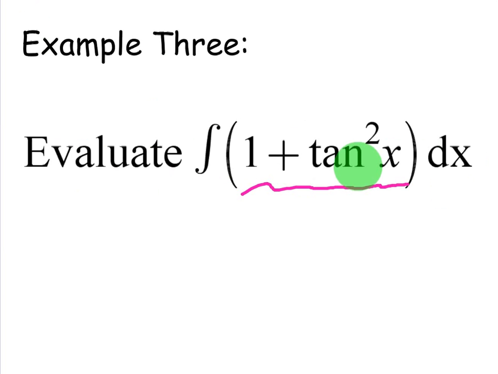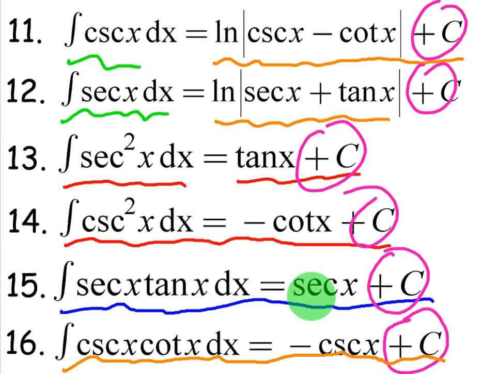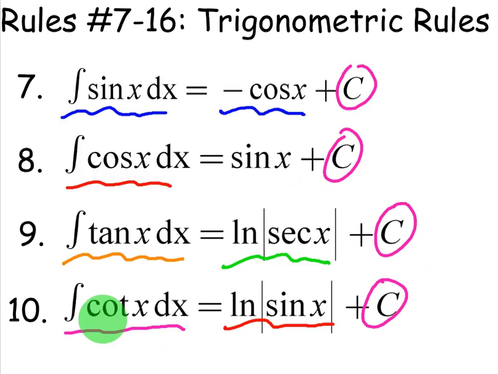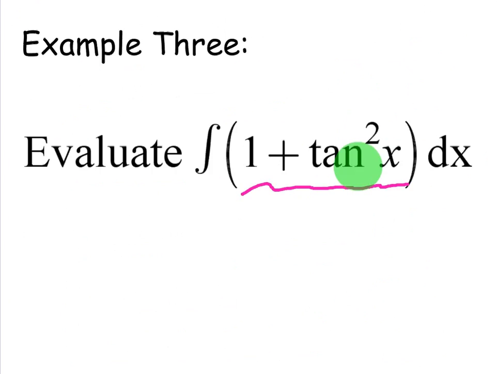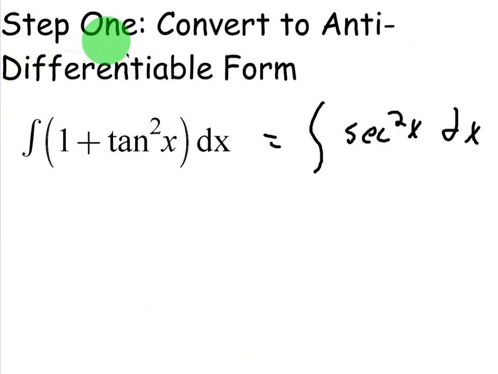You don't really want to think about it that way, because if you go back through these rules that we looked at, there really is no antiderivative of tangent squared. Which is why step 1 is so important, which is to convert this into a form that you can anti-differentiate. So, how can you do that?